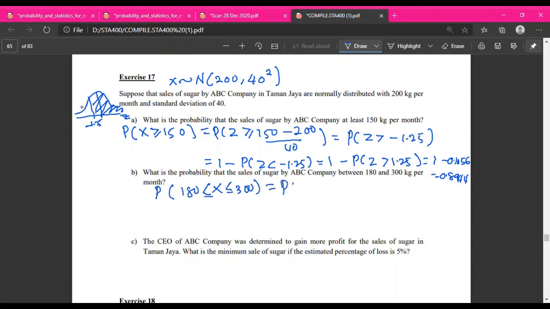So, tukar dulu kepada Z. So, 180 minus dengan 200 divide dengan 40. And then 300 also minus dengan 200, its mean, divide dengan 40. So, you akan dapat Z berada di antara negative 0.5 dan 2.5.